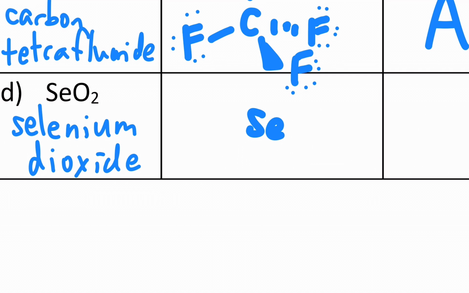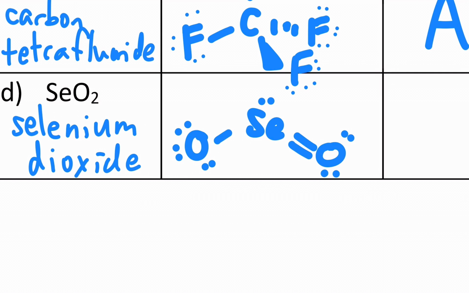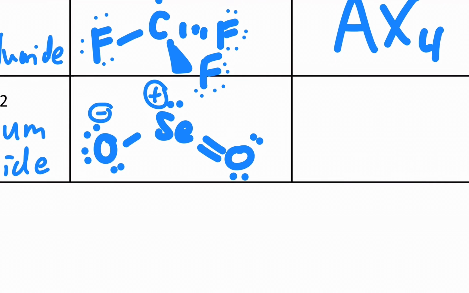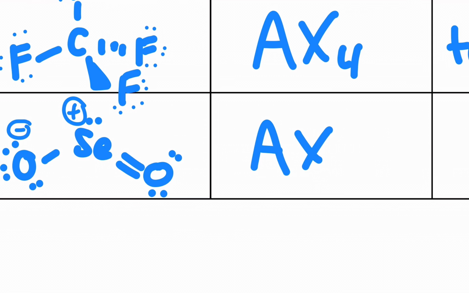Selenium is right below sulfur, which is below oxygen, so you get something that looks just like ozone or sulfur dioxide. There's a singly bonded oxygen, a doubly bonded oxygen, and a lone pair on the selenium. If you figure out the formal charges, there would be a -1 on the oxygen and a positive on the selenium for this structure. So overall, no charge. If you didn't include those, that is okay. Maybe you haven't actually learned about formal charges yet. The type, regardless, would be an AX2E.